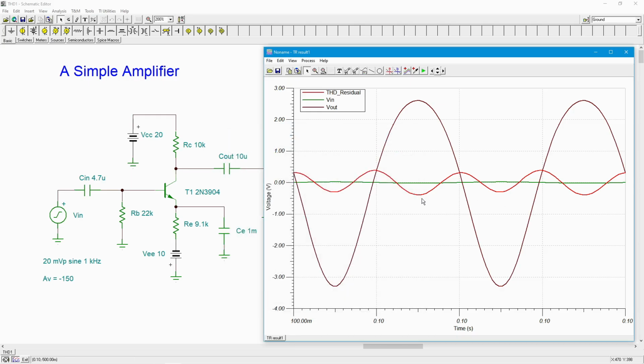Now you can notice that this has a really strong second harmonic component. It's not just a second harmonic component.